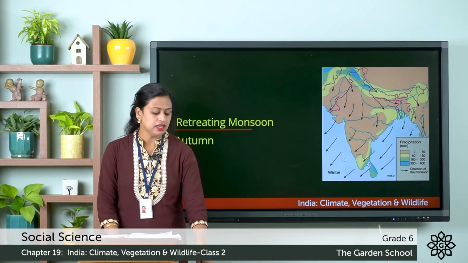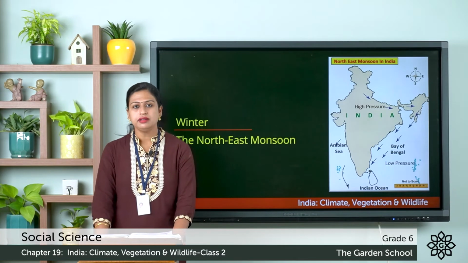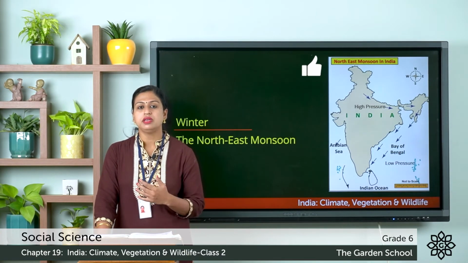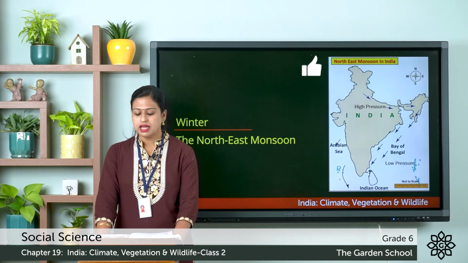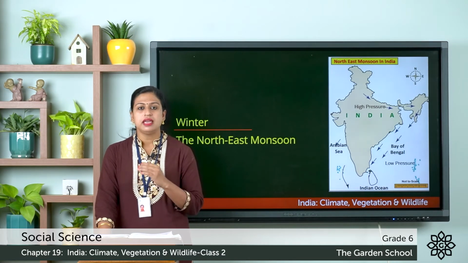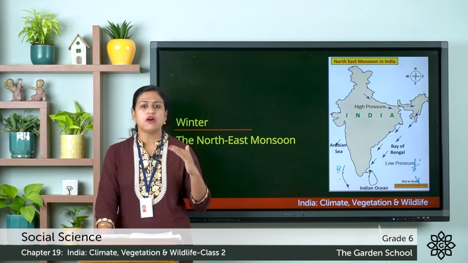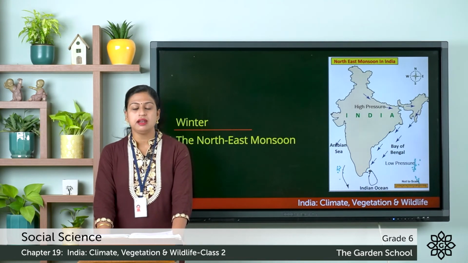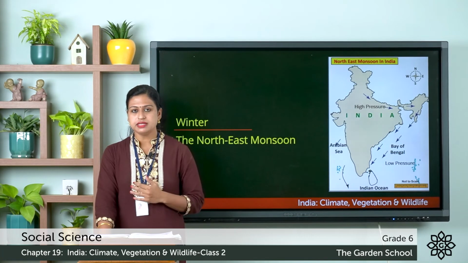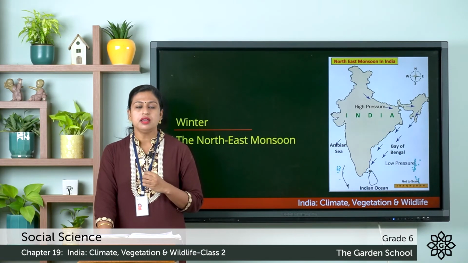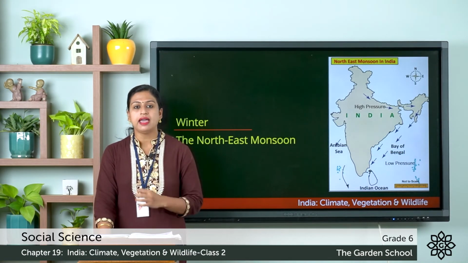The next season is the winter season. Here in this season, by December, the sun is vertically over the Tropic of Capricorn. That means the sun's rays do not fall directly on India. Instead, the sun's rays fall slantingly on India and the temperature over the land begins to fall. So the winter season begins in late November and continues until the end of February. Here the weather condition is cold and dry.